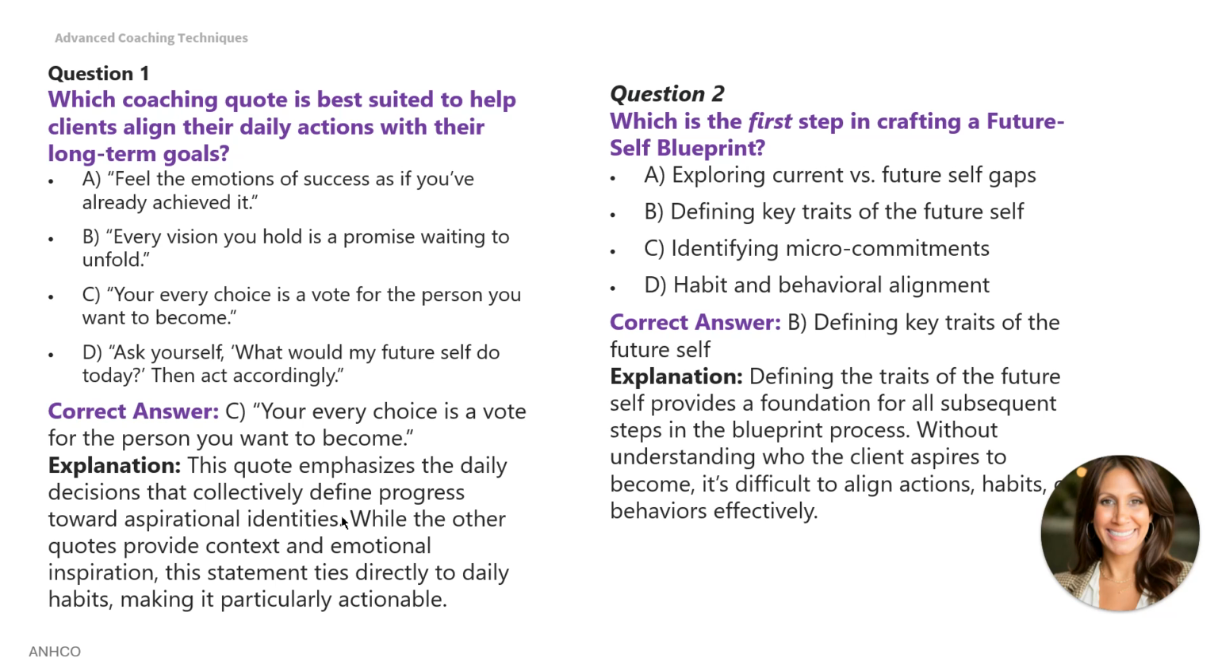Question 2. Which is the first step in crafting a future self blueprint? A. Exploring current versus future self gaps. B. Defining key traits of the future self. C. Identifying micro commitments. Or D. Habit and behavioral alignment. The correct answer is B. Defining key traits of the future self.